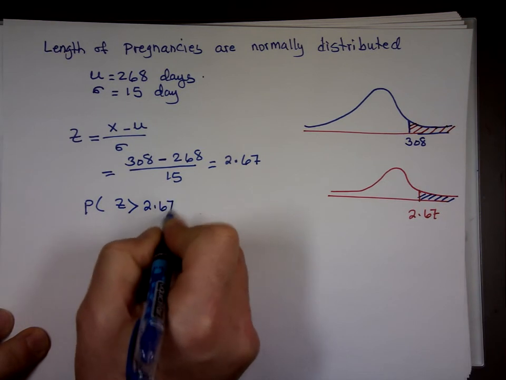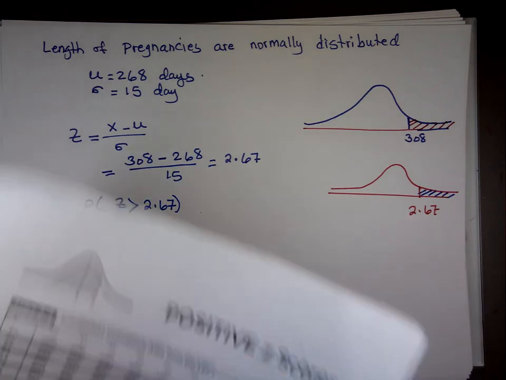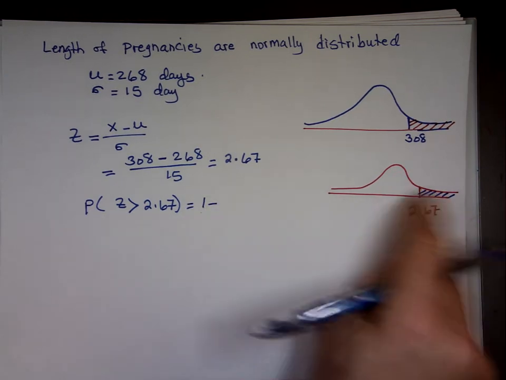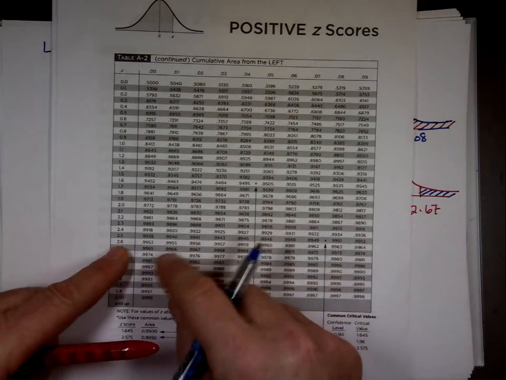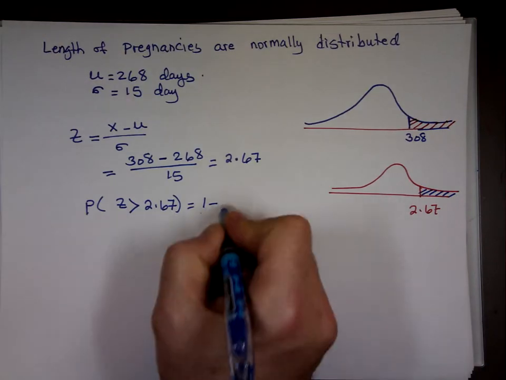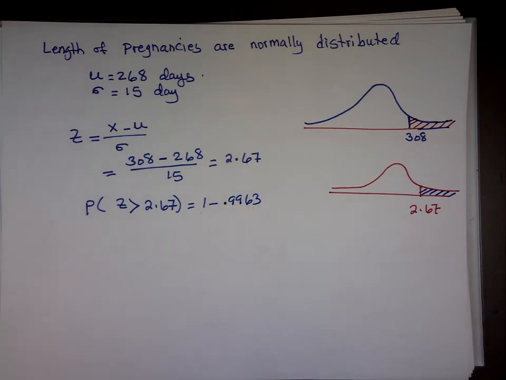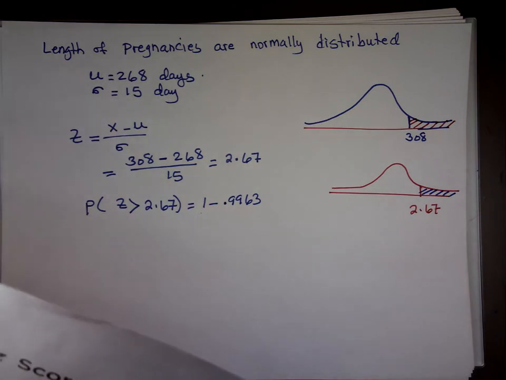Now remember, this is a positive z-score. If I go to the positive z-score here of 2.67, it's going to give me the area to the left. So it's going to be 1 minus the number to the left. What is the number to the left? For 2.67, it's 0.9963. So if you do the math, it's 0.0038.